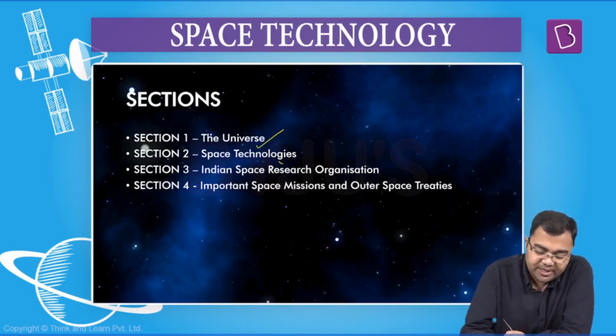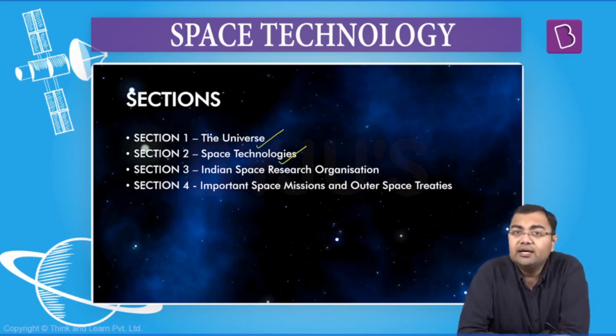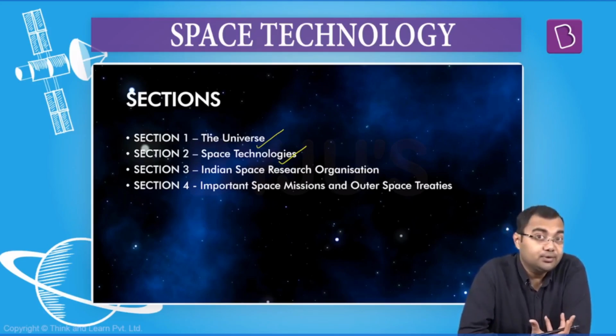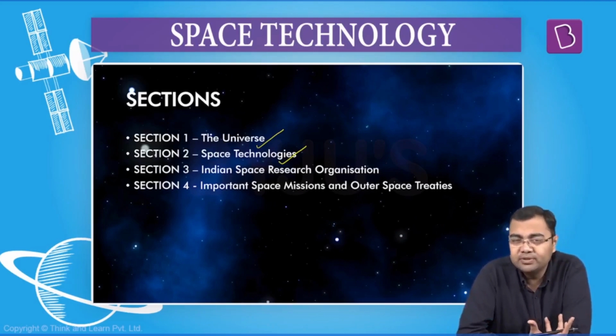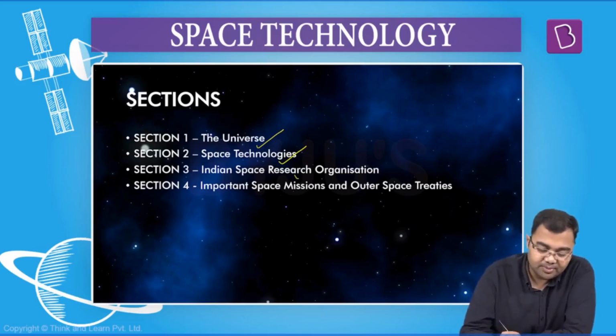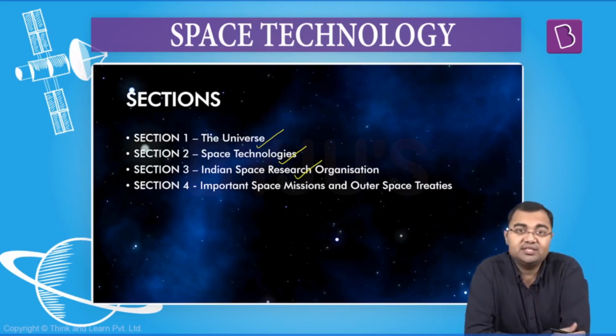The second section is about space technology. So this is where we'll learn about how a satellite is launched, what is a satellite, what are different kinds of orbits, what is GSLV, what is PSLV, all these kind of things we'll have a look at in the second section. Then the third section will discuss briefly about ISRO, the organizational structure of ISRO, what is ISRO, what are the various roles that ISRO is performing.